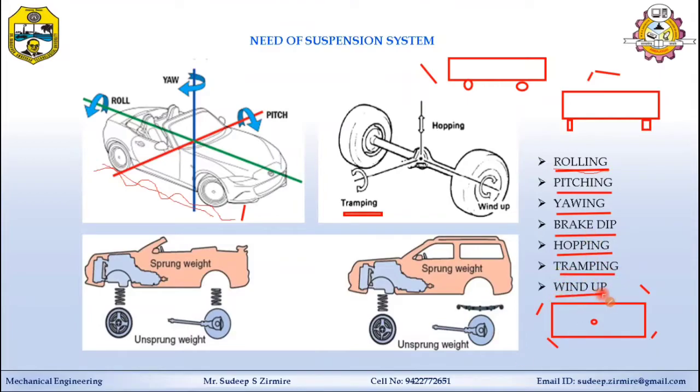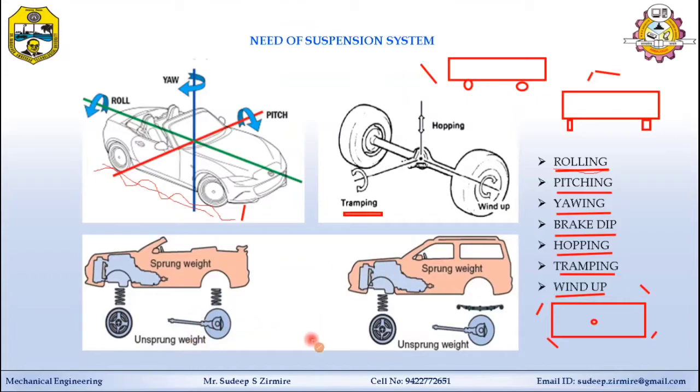And the last one is the wind up. Wind up is a term related to the leaf spring or spring used for the suspension. In case of sudden acceleration, braking or turning, when the spring rotates, meaning winds and unwinds about the center, it is called the wind up of that suspension system.